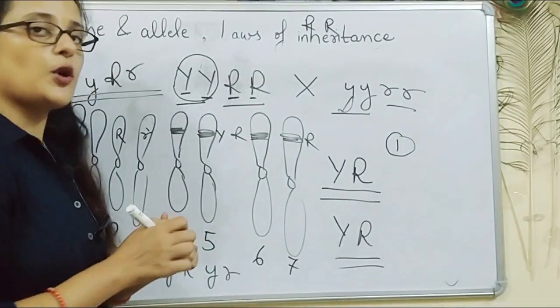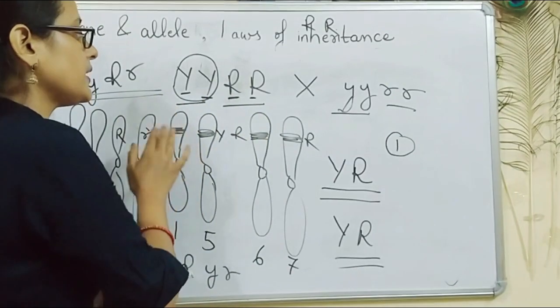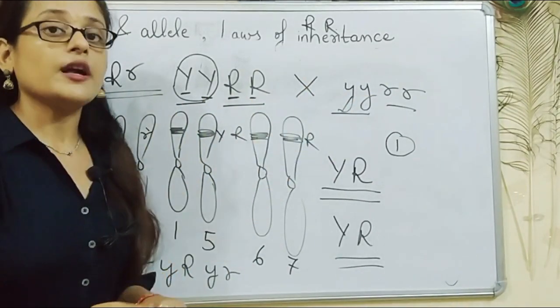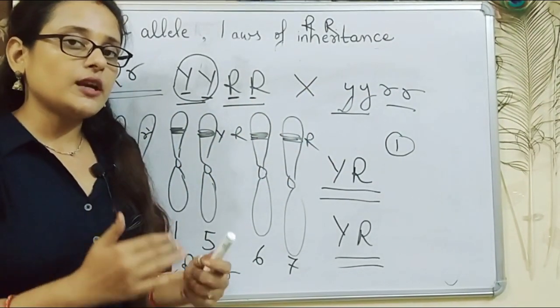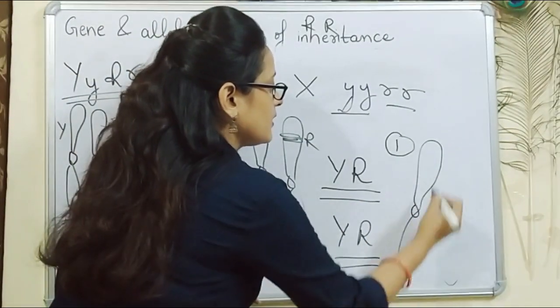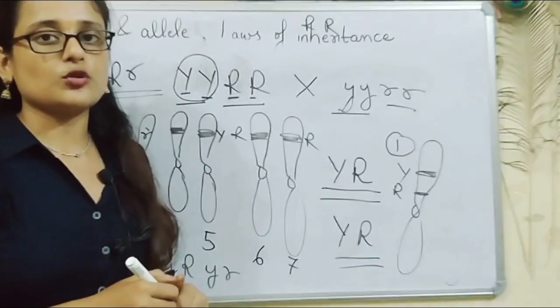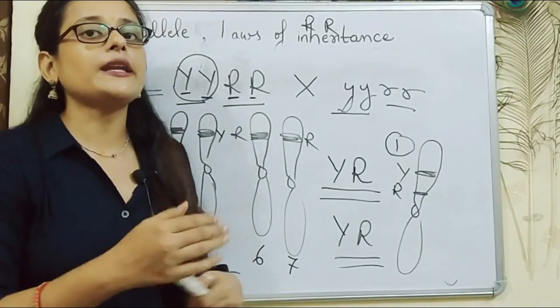And this was possible in every generation because the genes which he had selected were present on different chromosomes. What would have happened if they were present on same chromosome? That is, let's suppose capital Y and capital R are present on same chromosome. I will answer this question in my next video.